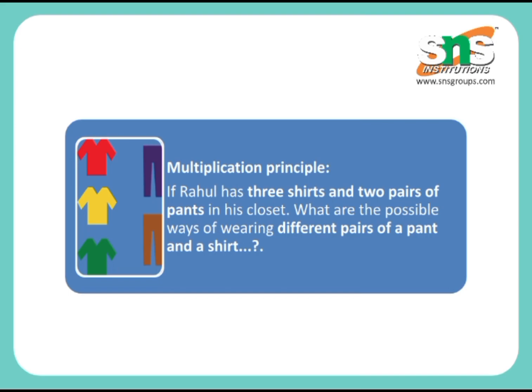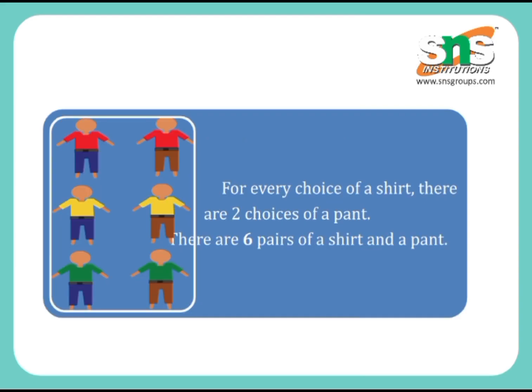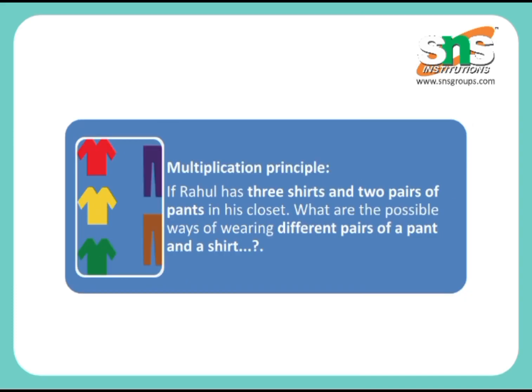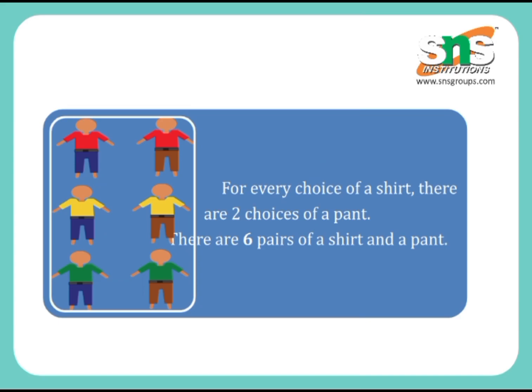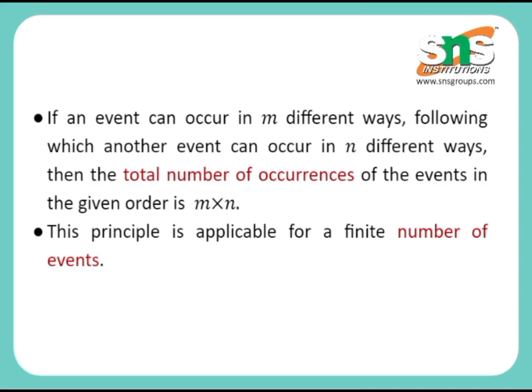This can be explained using the given example. If Rahul has 3 shirts and 2 pairs of pants in his closet, what are the possible ways of wearing different pairs of pant and shirt? Here these two events, wearing the shirt and pant, are explained. For every choice of a shirt, he has 2 pants, so there are 6 pairs of shirt and pant. This is how we use the multiplication principle.